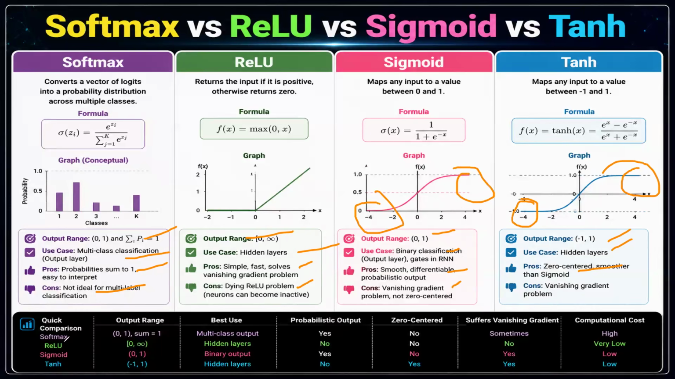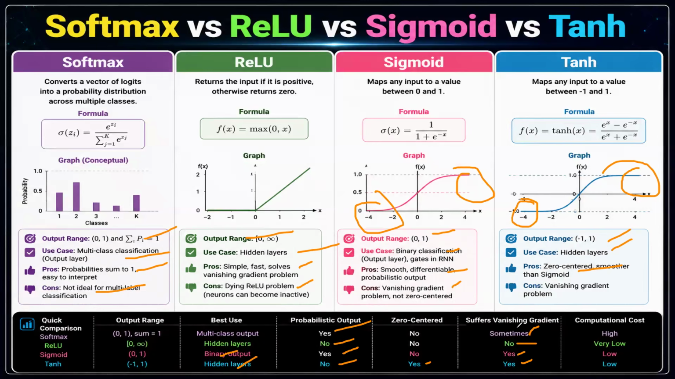Now next, softmax is again best used for multi-class output, ReLU is used in hidden layers, sigmoid is used in binary output, and tanh is used in multiple layers. Here with softmax you will get probabilistic output. In ReLU you will not get probabilistic output. Sigmoid gives probabilistic output. Tanh is zero-centered, while the others are not zero-centered. Then the vanishing gradient problem: sigmoid and tanh suffer from it, while ReLU does not, and softmax sometimes suffers from vanishing gradient.